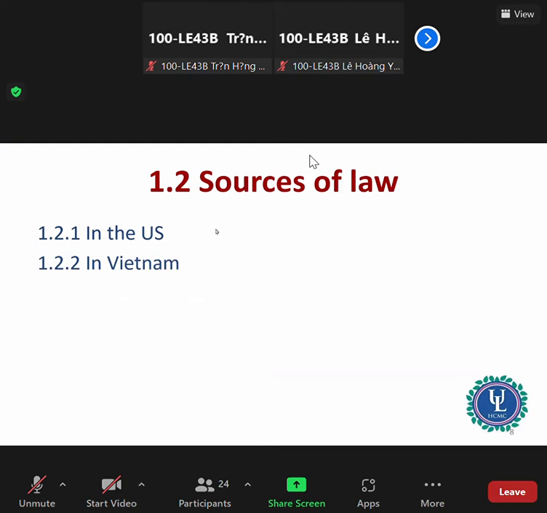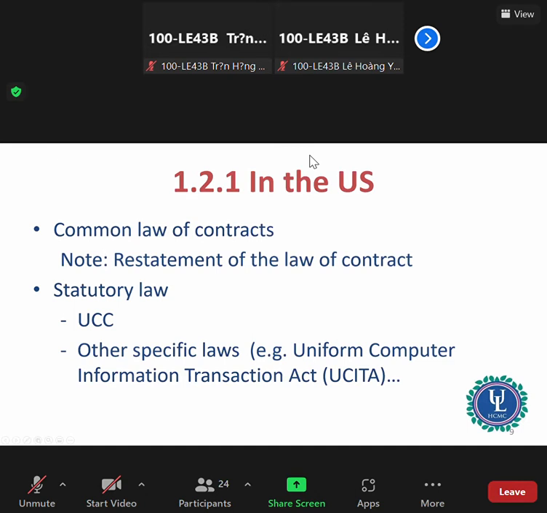Okay, next one. Sources of law in the U.S. law. What are they? Right. So common law of contract, right, and statutory law. What does it mean when we say common law of contract, everyone? What do we mean when we say common law of contracts?